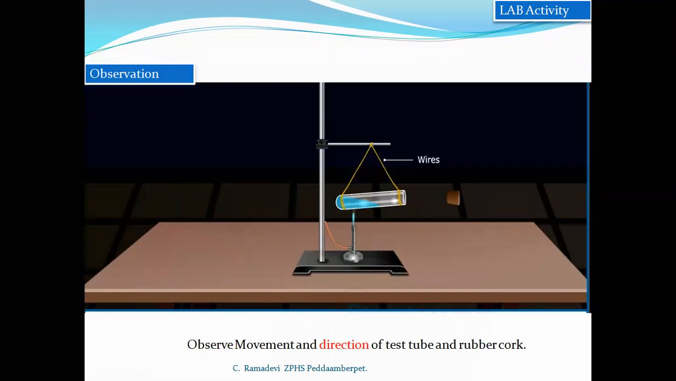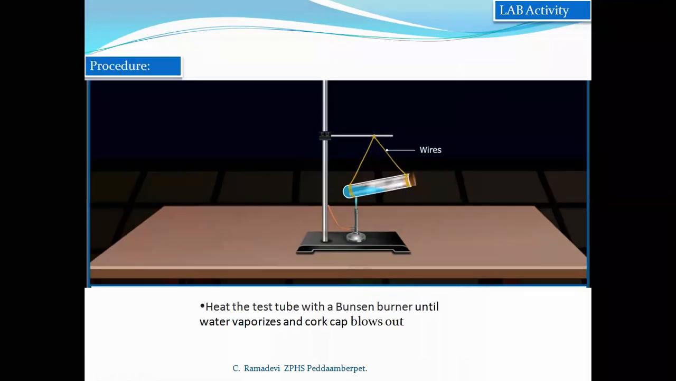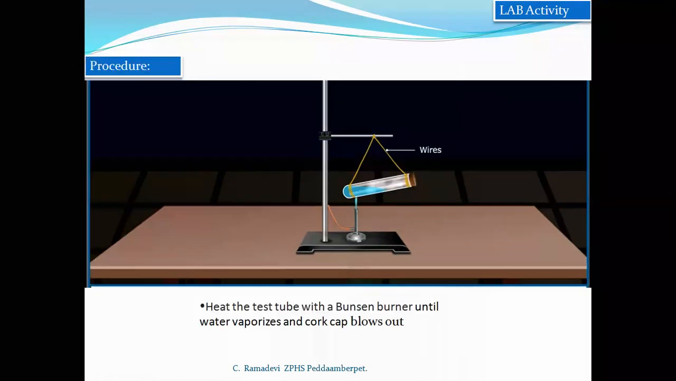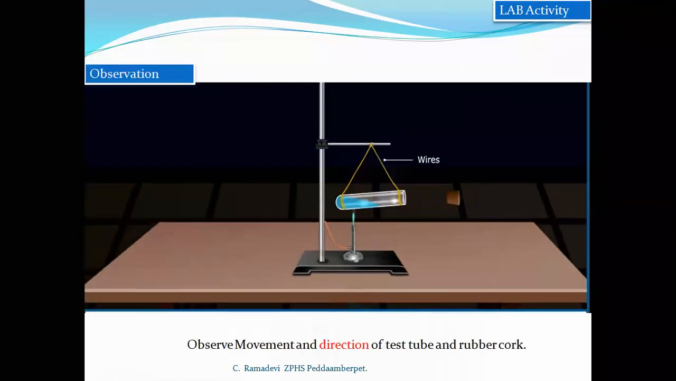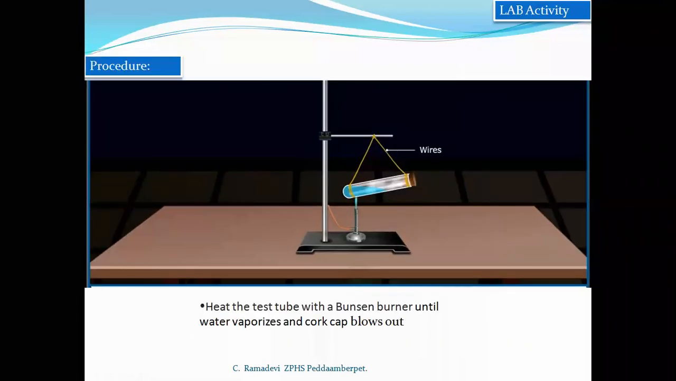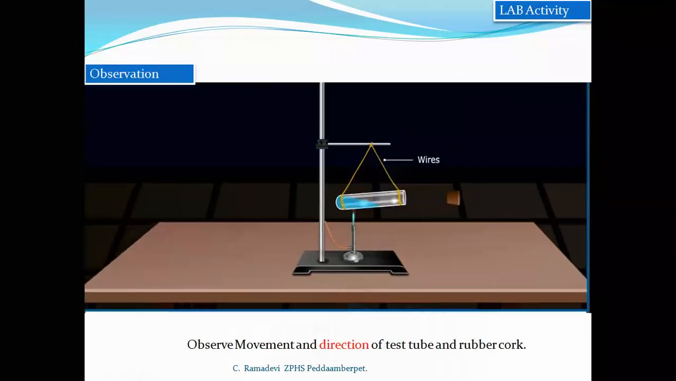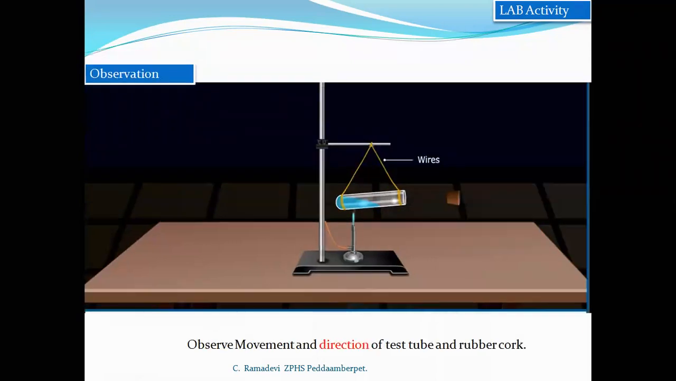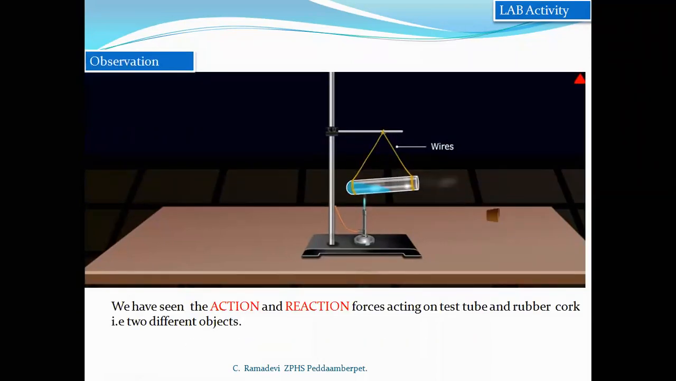Now we are heating the test tube. As soon as we heat, what happens? The gases, the water vapor inside, blow the rubber cork out of it, and we see the movement. The test tube recoils back while the rubber cork cap blows out, and we see that the action and the reaction forces are acting on two different objects.